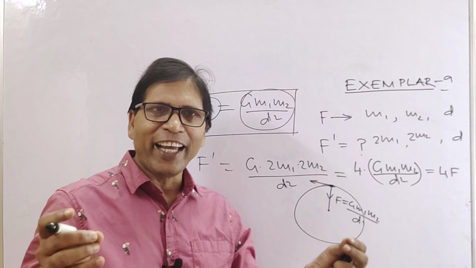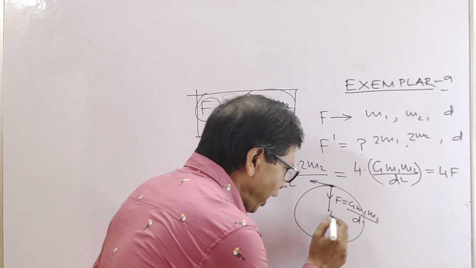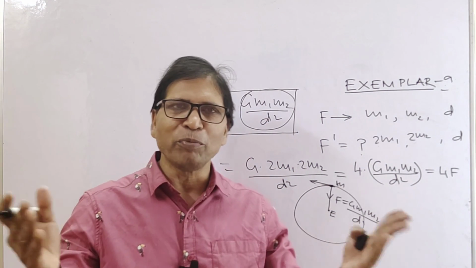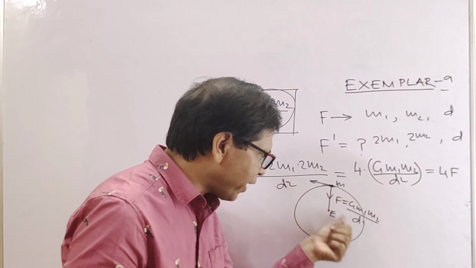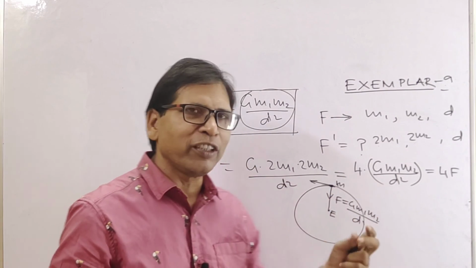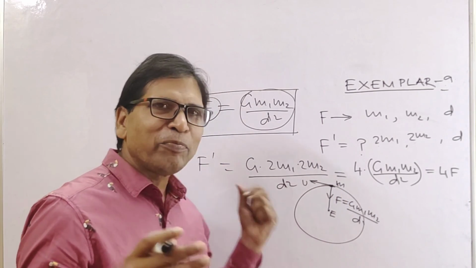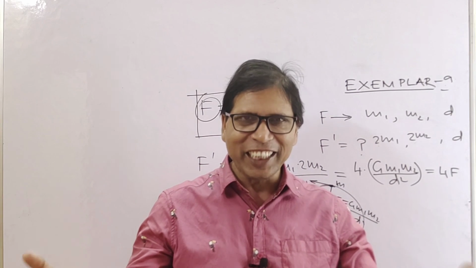Now next question, exemplar 17. If gravitational force between earth and moon vanishes, what happens on moon? If the force of attraction between the earth and moon vanishes, the moon moves tangentially from its path.